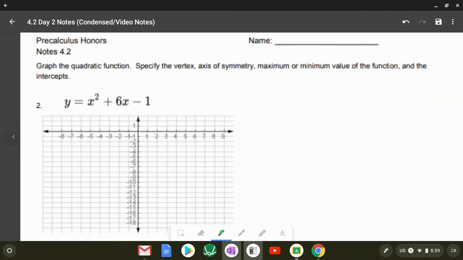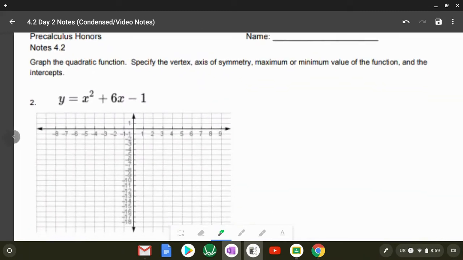If we take a look at number 2, it says graph the quadratic function, specify the vertex, axis of symmetry, maximum or minimum value of the function, and the intercepts. You know how to do this using negative b over 2a and then plugging it back in for x to find the y value of your vertex. But one thing we're focusing on today is getting this to vertex form. So I want to work through that process here.